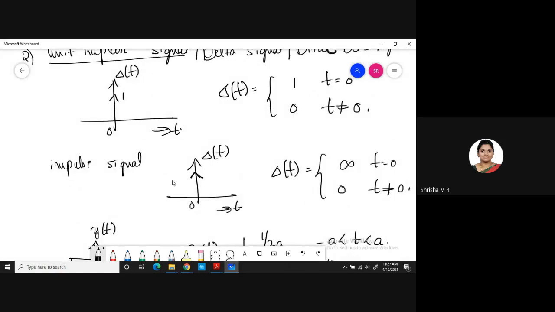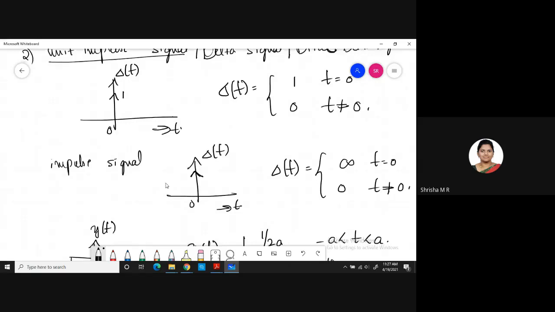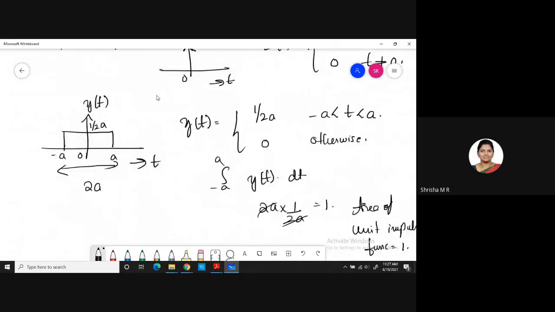For a normal impulse, at t equal to 0 the signal tends to infinity. But how do we get this impulse function? We get the unit impulse function from the rectangular function only. If minus a tends to 0 and plus a also tends to 0, you have a signal only at t equal to 0, and the area will be equal to 1.